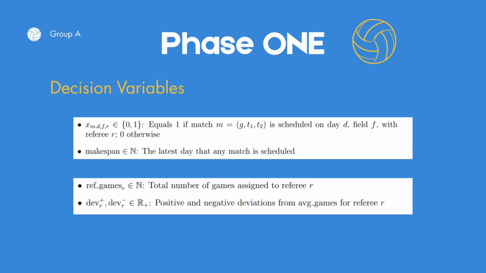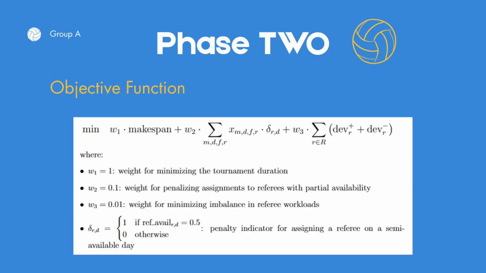Now let's look at the decision variables, the things our model is trying to determine. These are what we are solving for. Who plays who and when, where, and who is the referees, while also keeping the tournament short and fair. Our goal is to minimize the overall cost of the schedule.